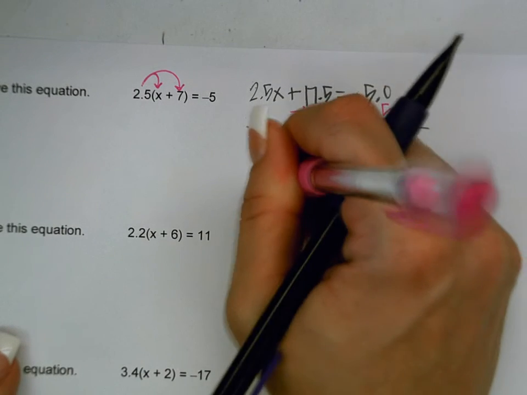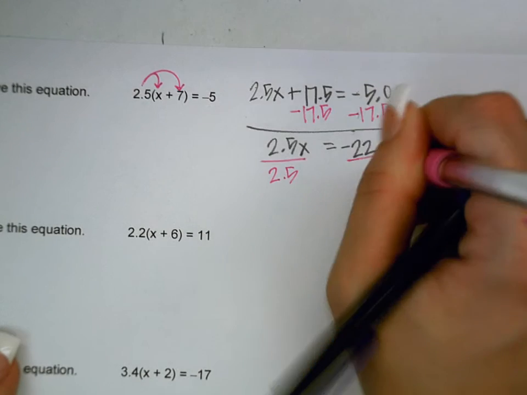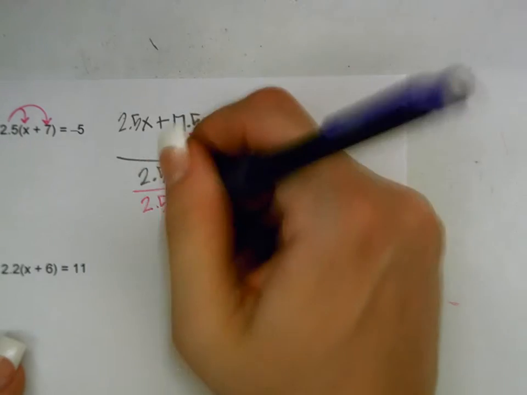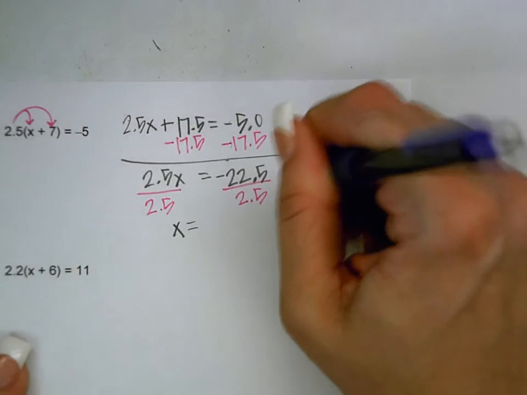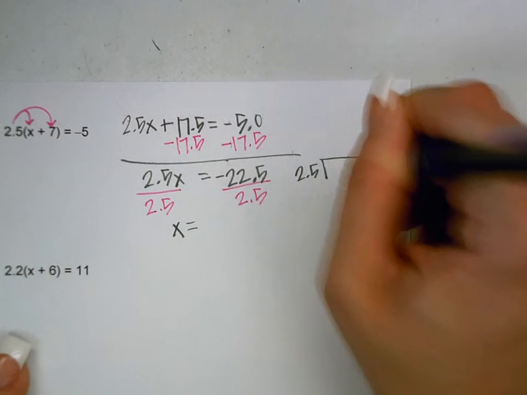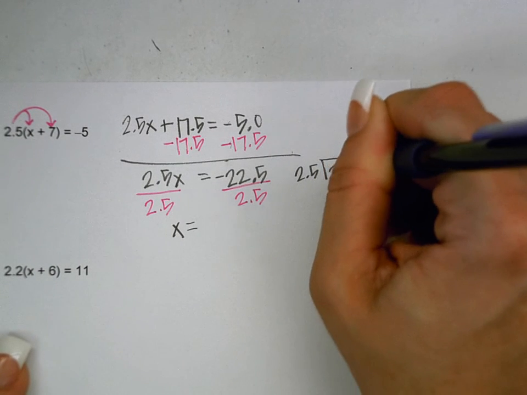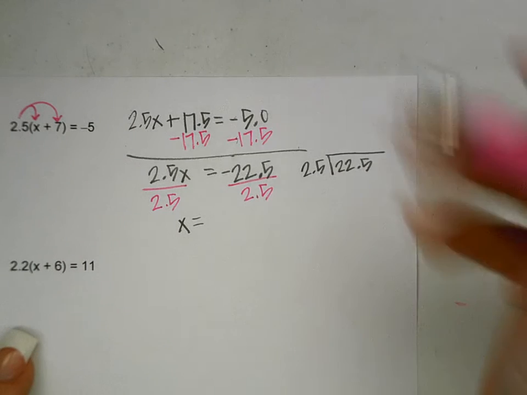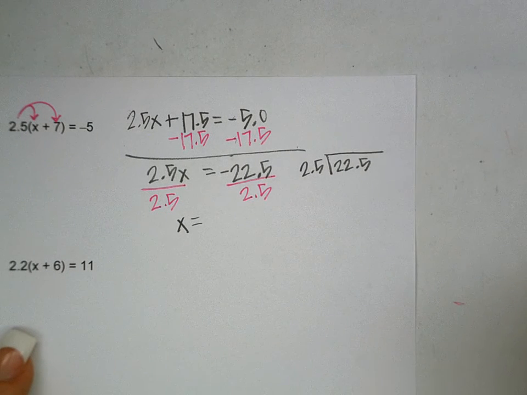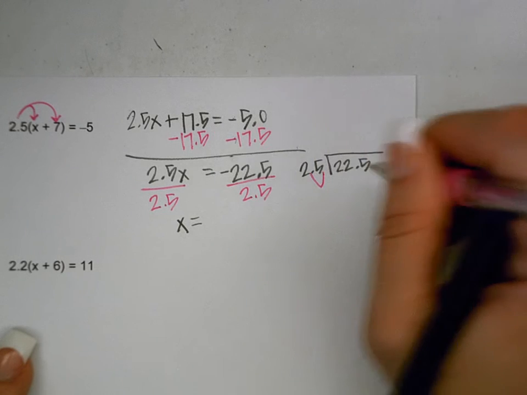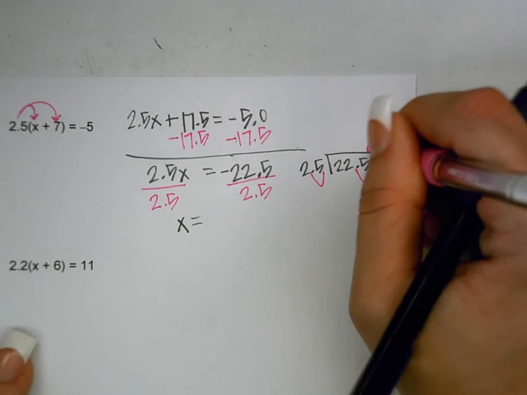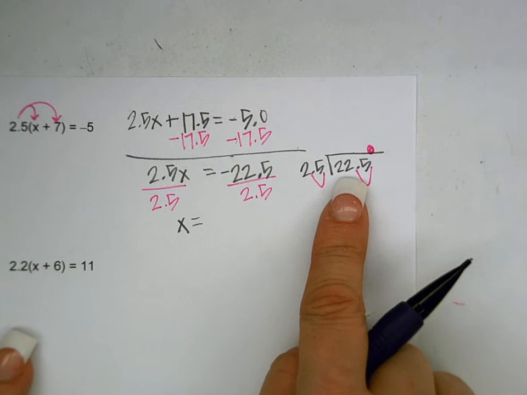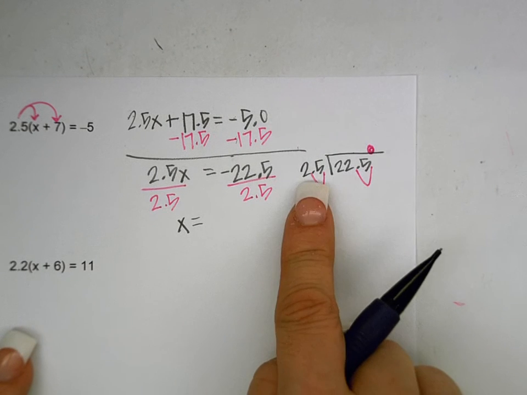And then how do I get the x by itself? Divide both sides by 2.5. You might have to do a little bit of long division here. So 2.5 into 22.5. What do I have to do before I can start that division? Move the decimal. How many places am I moving it? Just one. Okay, so put the decimal up there if you need to. How many times are 25 going into 22? Doesn't. How about 25 into 225?